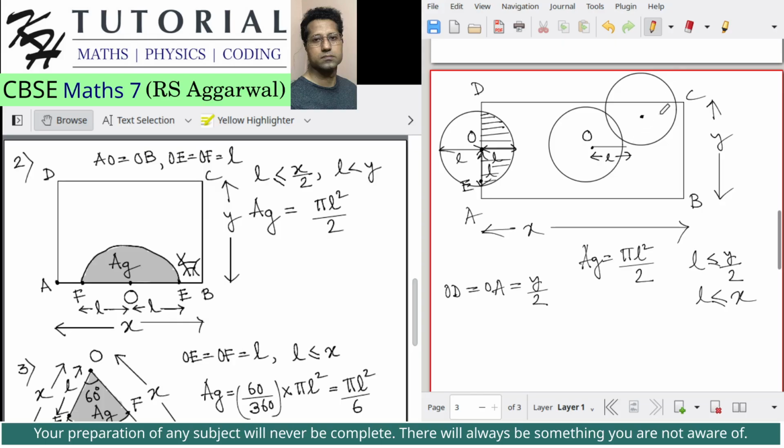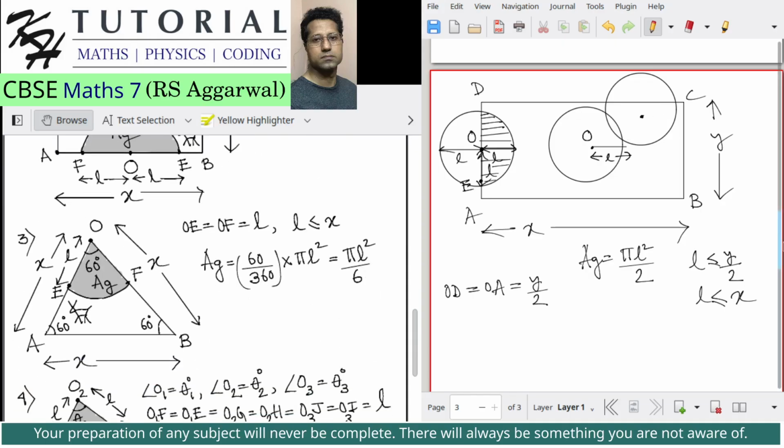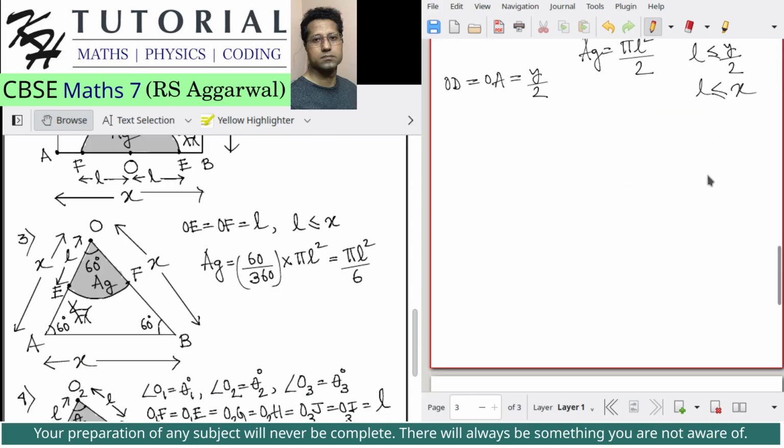So in that case, it will be hard to find the common region between the circle and the rectangular plot. Anyway, let's forget that scenario. Now the next thing is, if the boundary is a triangular plot.